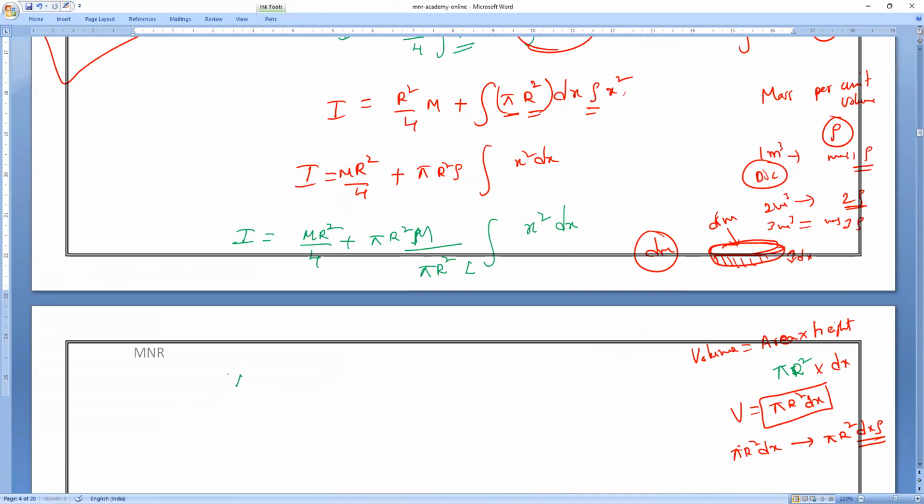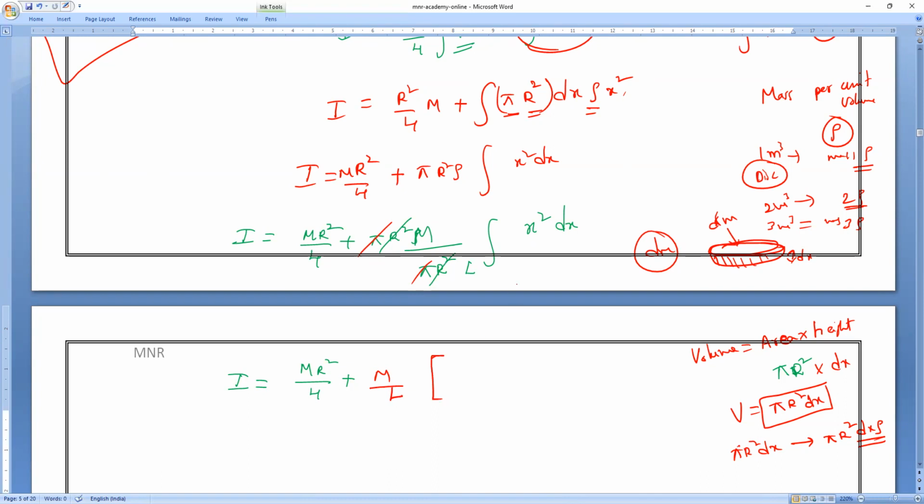All of you see. So I is equal to MR square by 4. Next, R square will get cancelled. What else will get cancelled, everybody? Pi value gets cancelled. What is remaining? Check it, everybody. M by L remains. Clear? M by L.